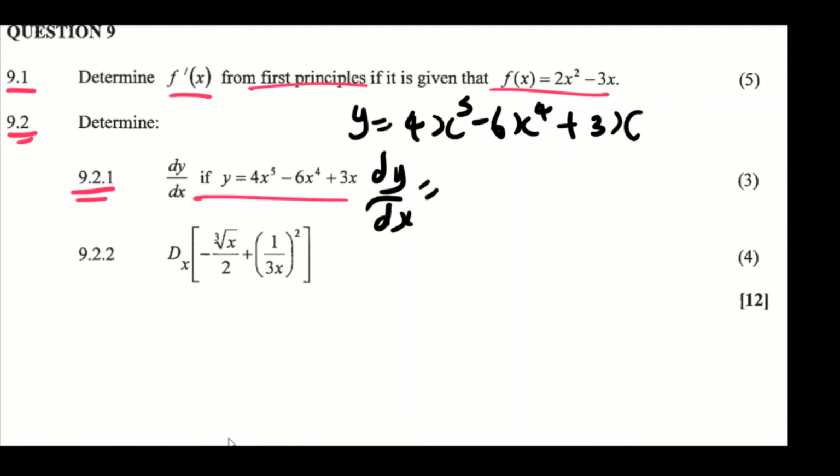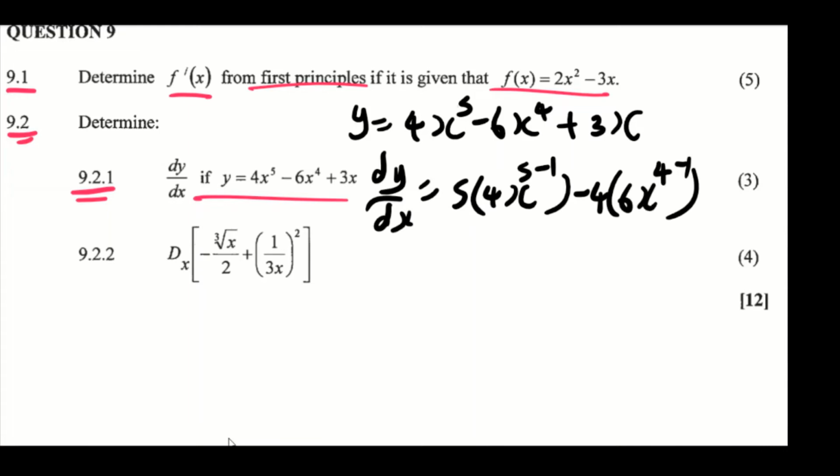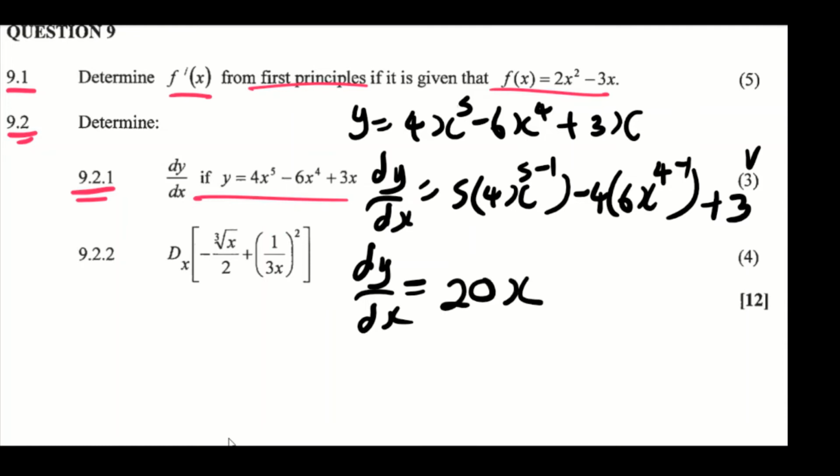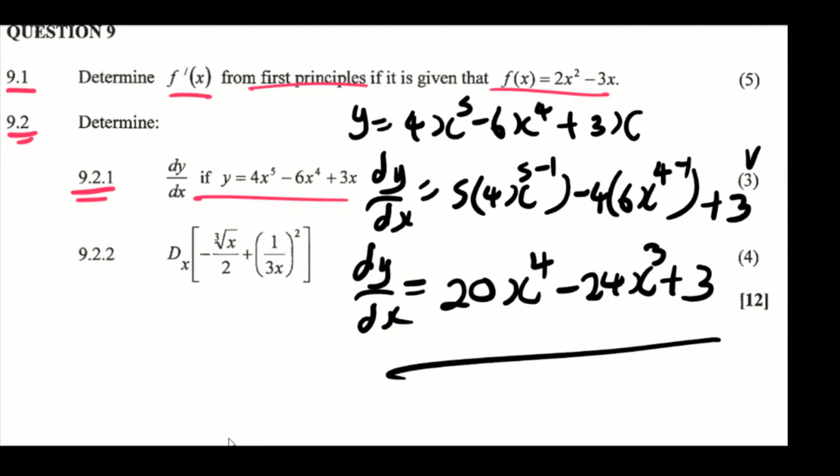dy over dx is equal to 5 into 4x to the power of 5 minus 1. You see, I'm indicating the steps. I'm not skipping anything, so please do the same. Don't just write the answer. Right, so d of y over d of x. That's why it's 3 marks. So you don't just get marks by writing the answer only. And this is going to be 20x to the power of 4 minus 24x to the power of 3 plus 3. So this is the final answer for this problem here.